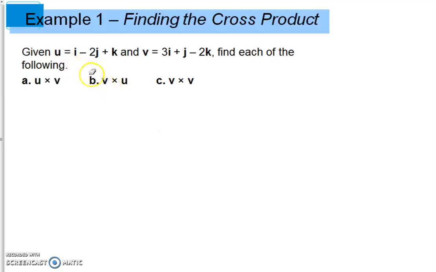Okay, so we're going to do a couple of examples here. I've got 3 for you. I think maybe we'll do 2 here. If u is i minus 2j plus k, and v is the vector 3i plus 1j minus 2k, find the following: u cross v. So let's take a look at u cross v first.